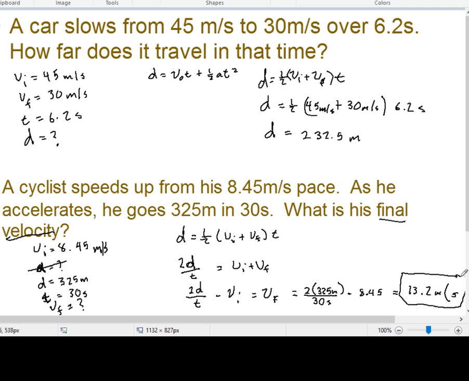Now, the problem says that he's speeding up from this pace, so if I got a number lower than that, I'd question whether I did it right. 13's higher, it's really fast paced, so it makes sense.